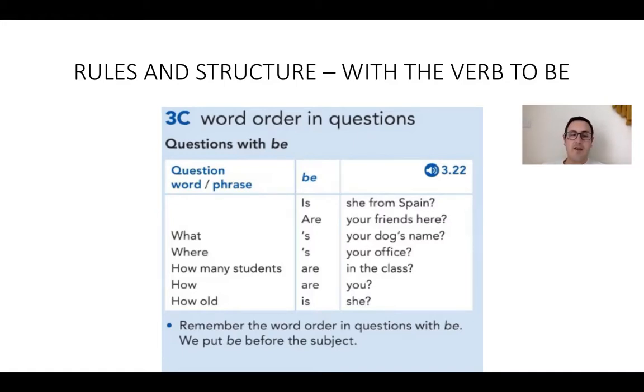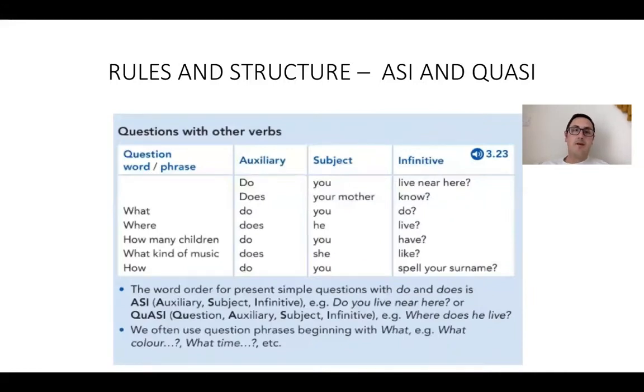So in this case, remember the word order in questions with be. We put be before the subject. So again, the verb to be is, subject is she, are your friends, apostrophe s, your dog's name, and so on like this. That's all. Now, moving down, we have this. This is rules and structure.